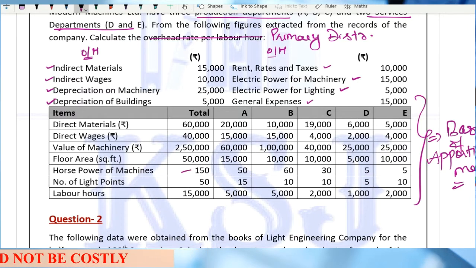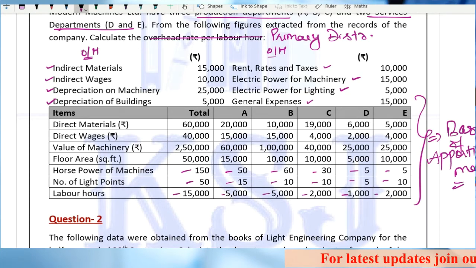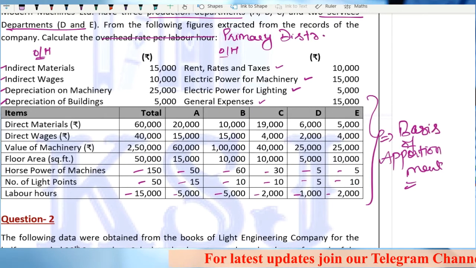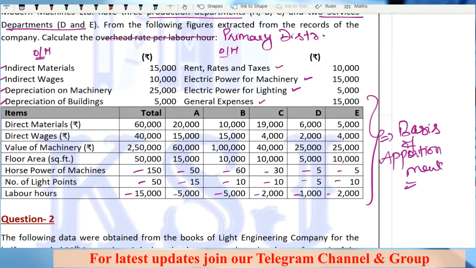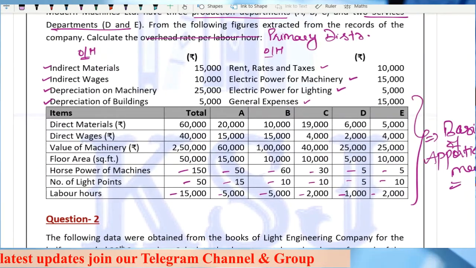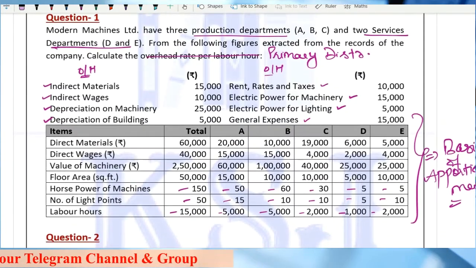Horsepower of machines 150, 50, 60, 35 and 5. Number of light points 50, 15, 10, 10, 5, 10. Labor hours are also given to you. All these are bases of apportionment. What you have to do is prepare a statement of primary distribution.